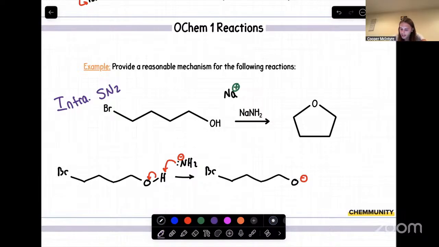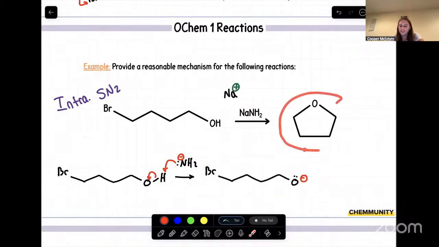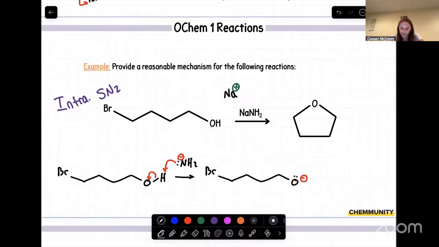So we'll showcase the mechanism, and if we're looking at our product, we can see that we're going from a straight line structure, if you will, to a cyclic structure. So that's even more validation that our oxygen will attack that carbon on the same molecule. So we'll draw our curved arrows. Oxygen is attacking that carbon that's bonded to the bromine. And then these electrons will fall back onto bromine as we kick out that leaving group.